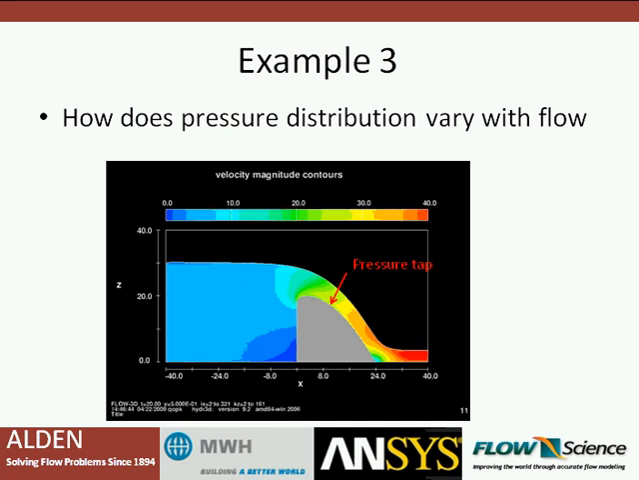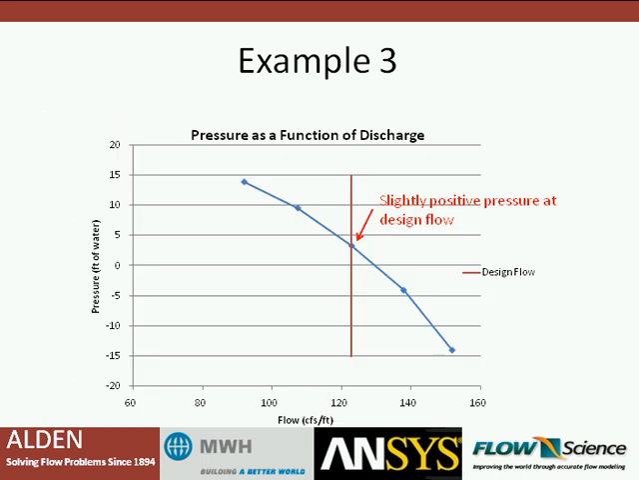Then the next question was, how does the pressure vary with changes in discharge, if we go above or below the design flow? So we can put a virtual pressure tap on the spillway, basically in the area that I've shown here, right in this area where it's shown by the red arrow, and see how that varies with flow. And I've plotted that here.